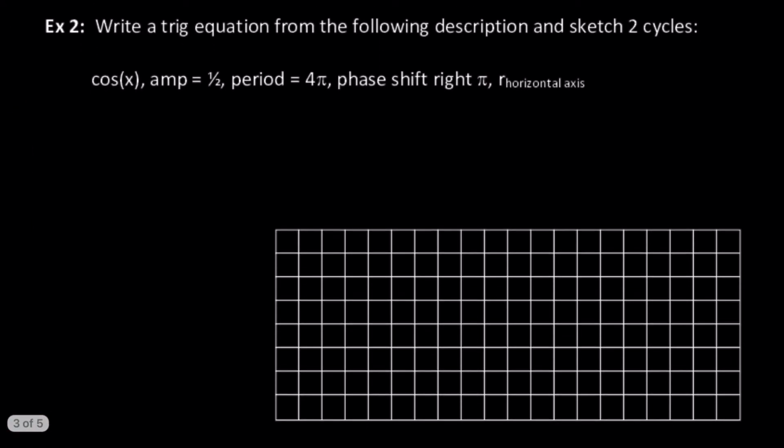Write a trig equation from the following description and sketch 2 cycles. Cosine x, amplitude is 1/2, period is 4 pi, phase shift right pi, and a reflection in the horizontal axis. So we got a lot going on here. Okay, so if you're given the period, next thing you do is find the b term, which remember is 2 pi over the period. So I've got 2 pi over 4 pi. Pi's cancel. 2 over 4 is the same as 1/2. There's my b term.